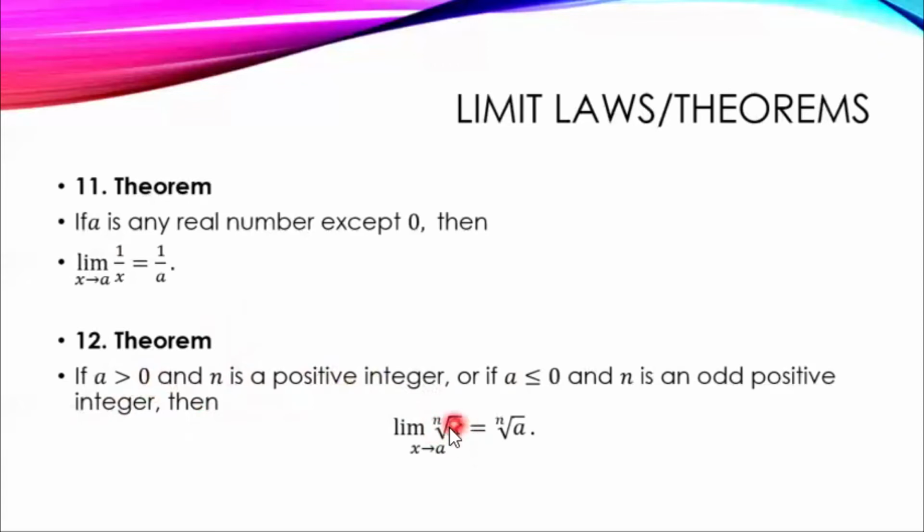Because if a is negative and the index is also even and positive, then we can have an imaginary number. However, if a is negative, this is still possible if n is an odd positive integer.